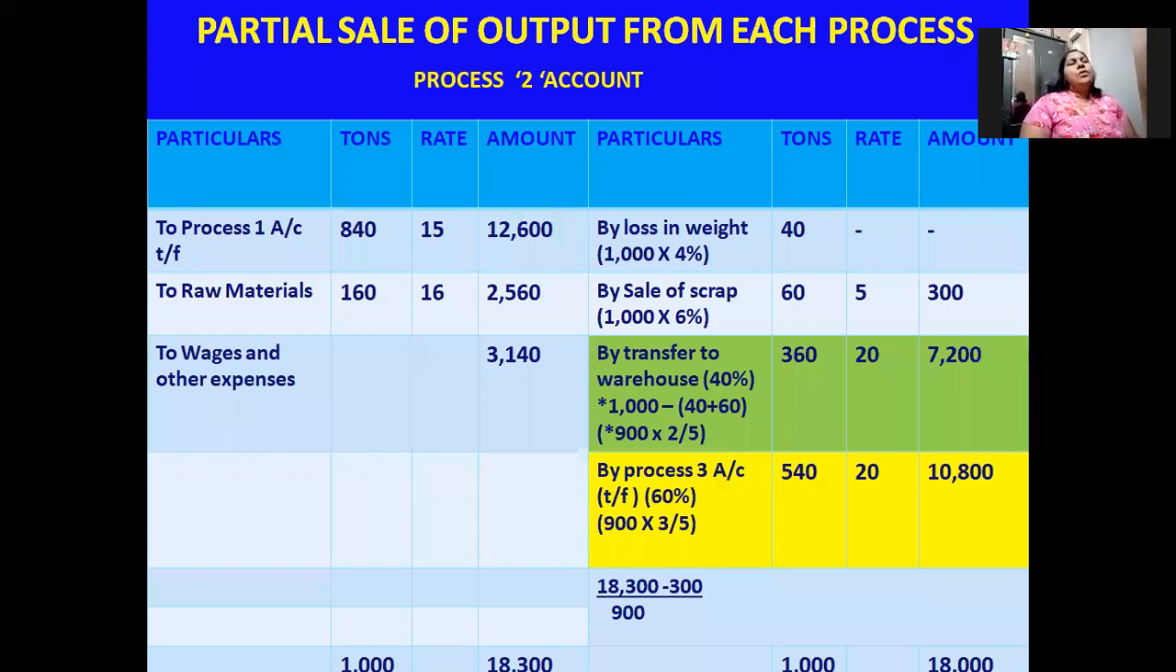So 18,300 minus 300 divided by 900 means 18,000 divided by 900, you will get 20 is the rate per ton. That rate per ton I will apply in the warehouse for sale as well as transfer to next process. I will calculate the values. So 360 into 20, 7,200. 540 into 20, 10,800. Okay, I think all of them understood how to calculate this rate per ton for both warehouse for sale as well as transfer to the next process.